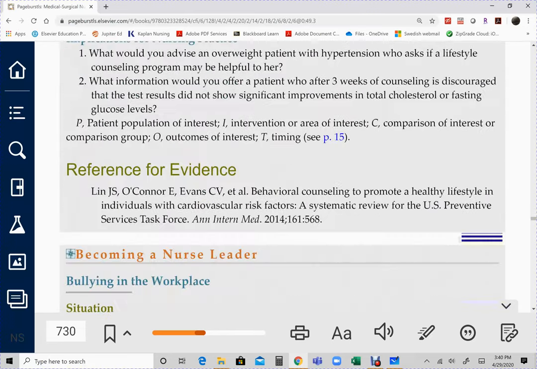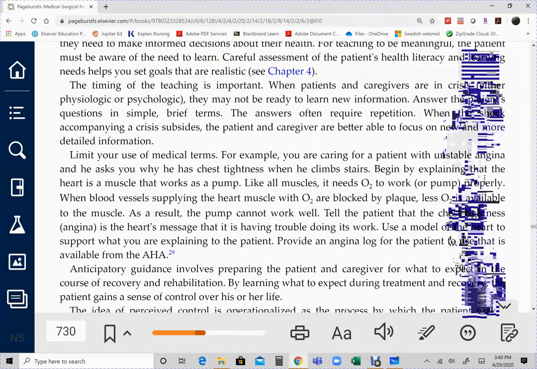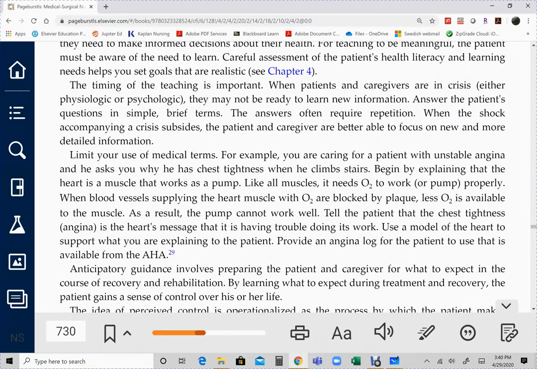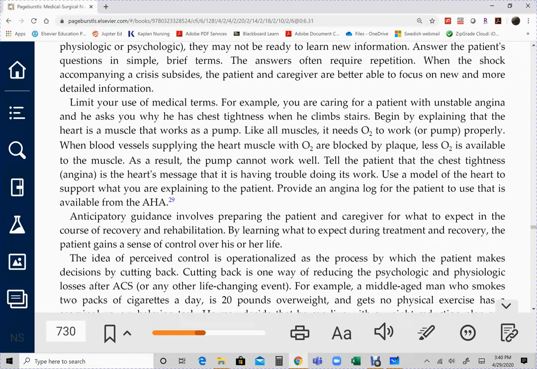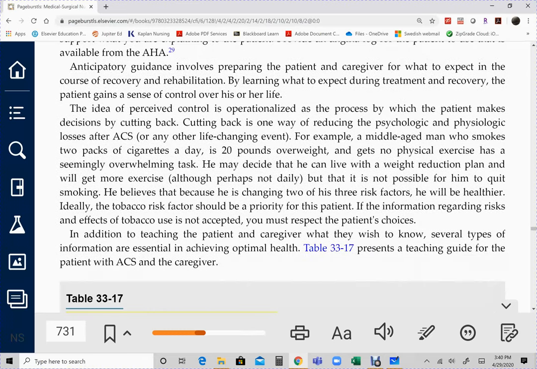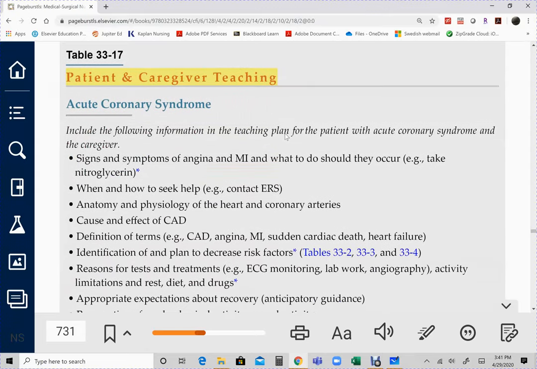Now let's go to discharging the patient. Okay, here, teaching. So we're ready to send the patient off. They need to be reassured that they're okay. They need to understand what their risk factors are. So they need to manage the hypertension, everything we listed earlier in table 33-1. Okay, so management of all those risk factors.